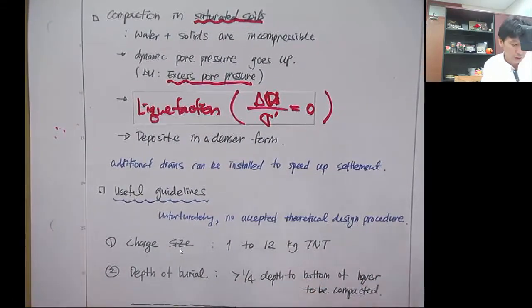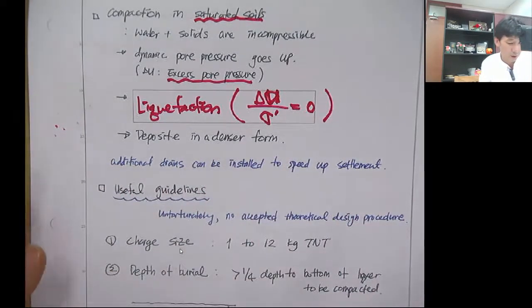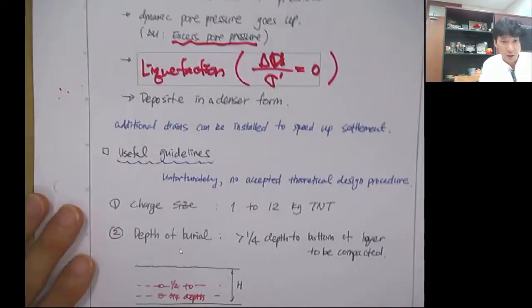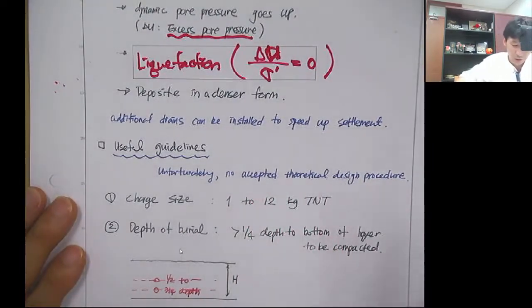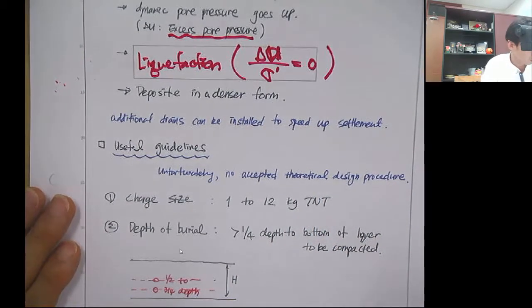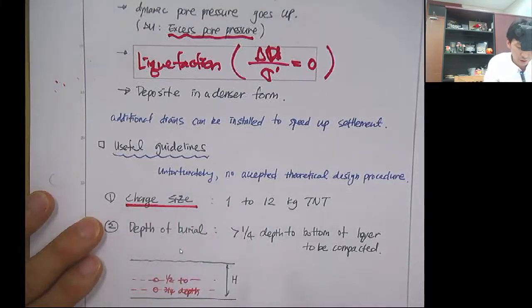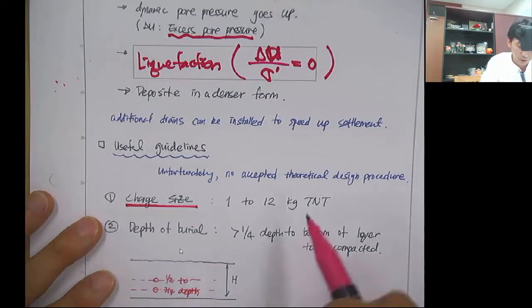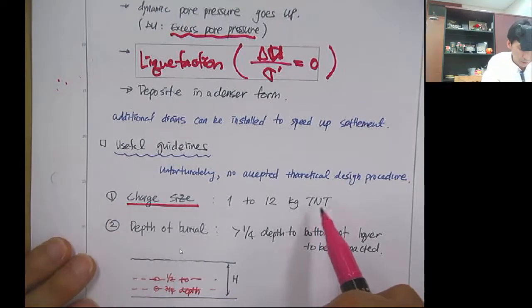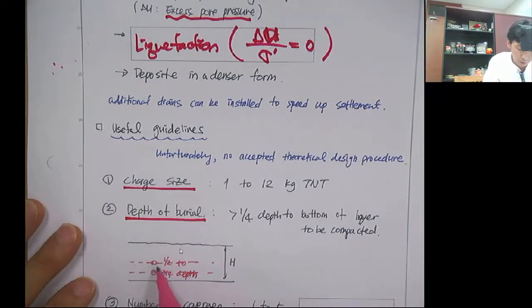So to speed up the settlement in the saturated soil, additional drains can also be installed, like a vertical drain or the paper wick. There is no acceptable theoretical design procedure for this explosion-induced compaction, but here are some useful guidelines. So first, the explosion charge size: people use 1 to 12 kilograms of TNT. And the depth of the explosion: you detonate it at about half to 3/4 depth.